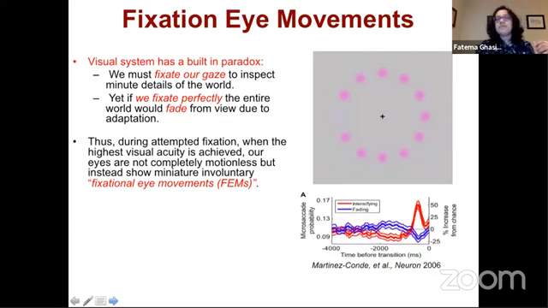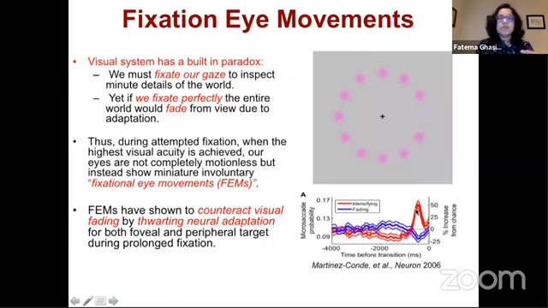So Martinez-Conde's lab did a very elegant experiment in which they recorded eye movements in normal subjects when they were looking at a similar stimulus. They had the subjects push the button when they perceived the stimulus to disappear and release it when it reappeared. And what they found is that microsaccades, or fixational saccades, increased during intensification and decreased during fading of the visual stimulus. So to reiterate, fixation eye movements play an important role. They counteract visual fading by thwarting neural adaptation for both foveal and peripheral targets during prolonged fixation.